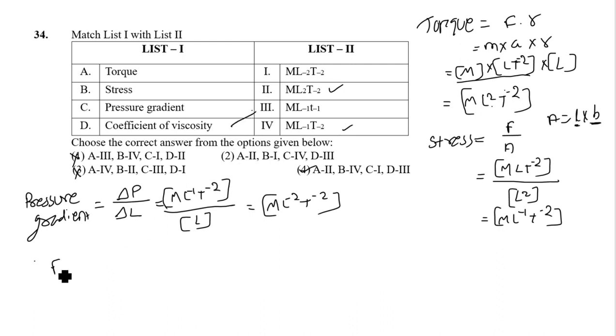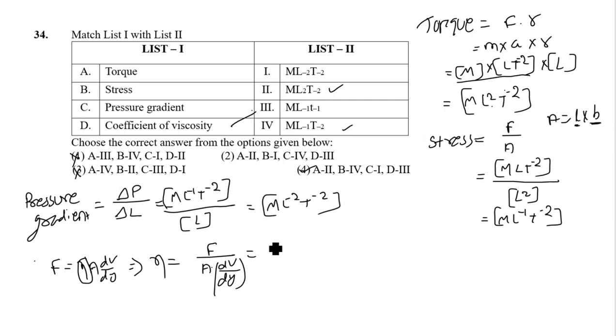We know the force formula is eta into A del V by del Y. Here this eta is the coefficient of viscosity. That implies the coefficient of viscosity is, now I can write simply, F divided by A into del V by del Y. So I just put the formula.